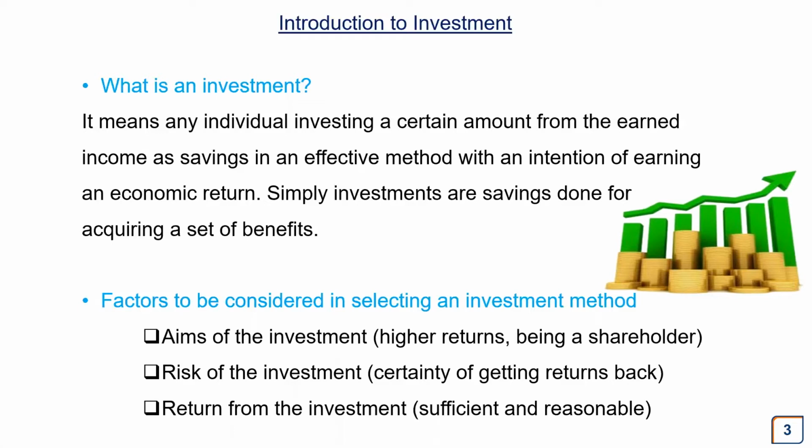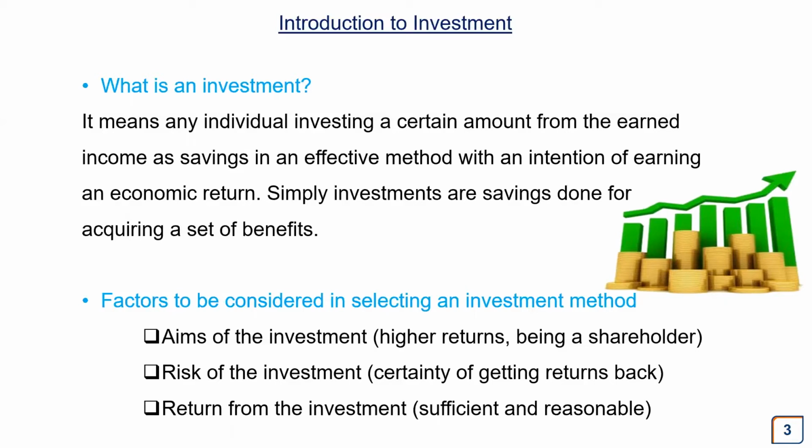So what is really an investment? It means any individual investing a certain amount from the earned income as savings in an effective method with an intention of earning an economic return. So whenever you have an individual having a certain amount of money, which is a saving, and they have the intention of earning an economic return, this is called an investment. The keywords you should remember: there's always an individual who has money to invest because he has done savings, and his intention is to earn a return. So simply, investments are savings done for acquiring a set of benefits.